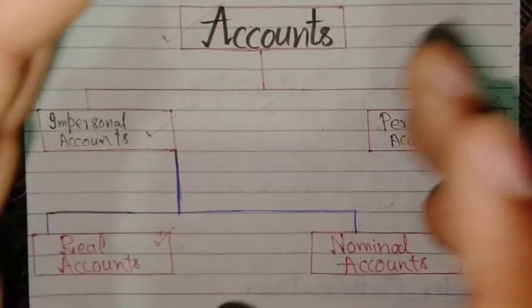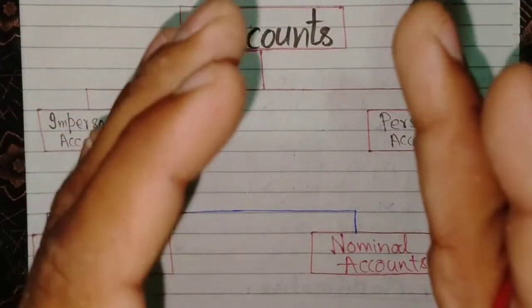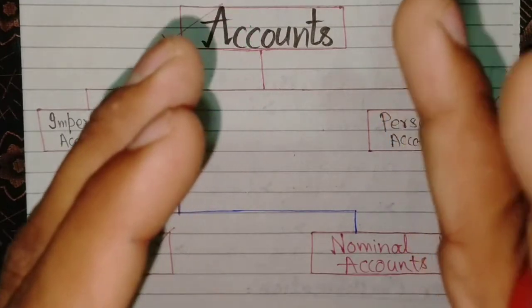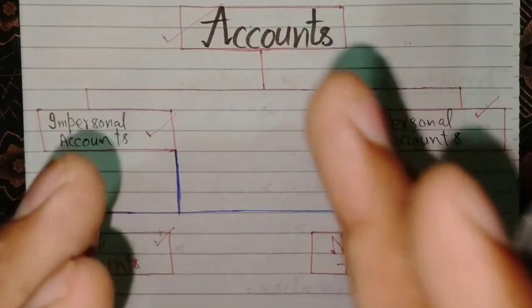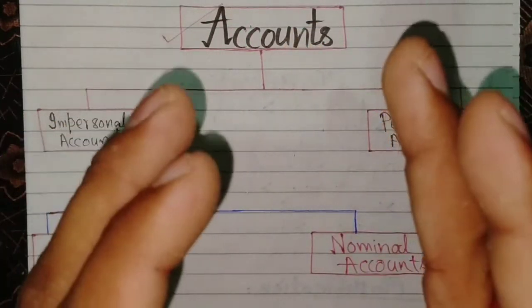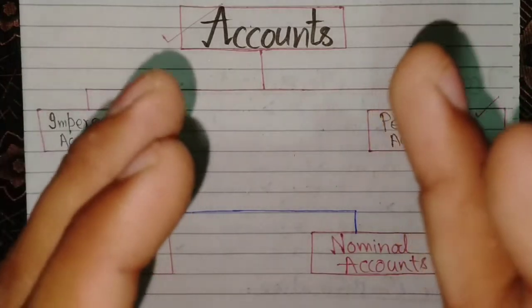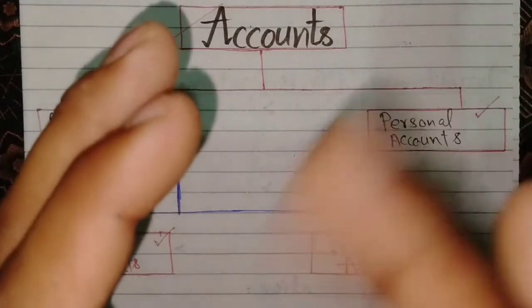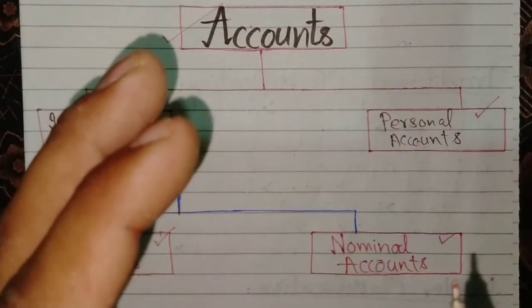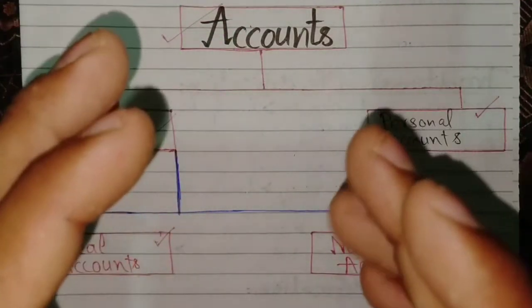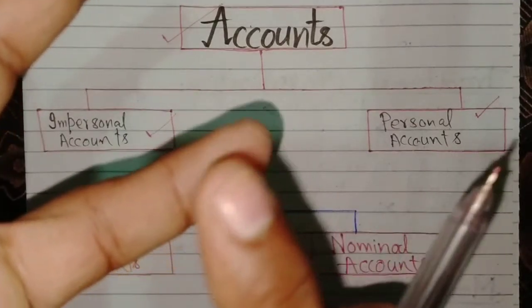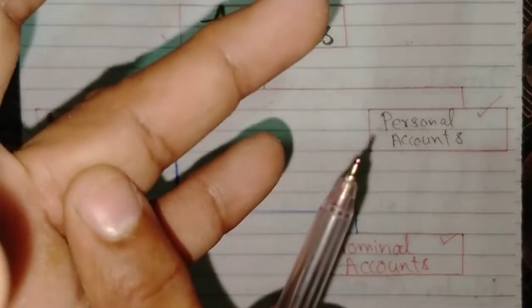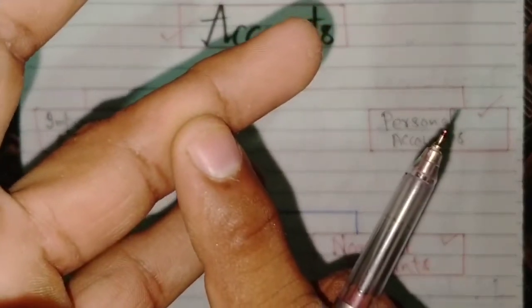Nominal accounts are normally used to accumulate income and expense data to be used for preparation of the income statement or trading and profit and loss account. So they are sometimes referred to as income statement accounts. Examples of such accounts include sales, purchases, gain on sale of an asset, wages, and rent paid.